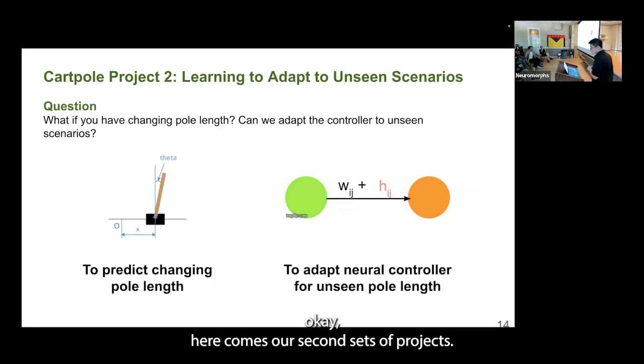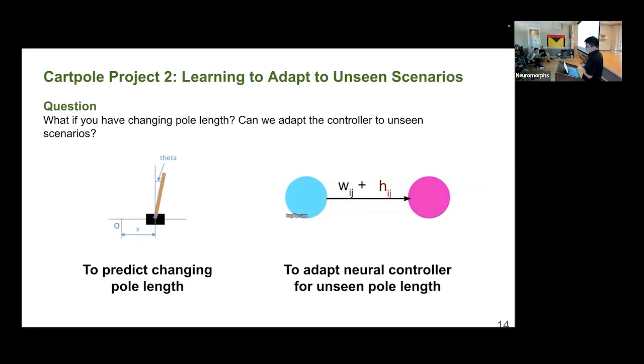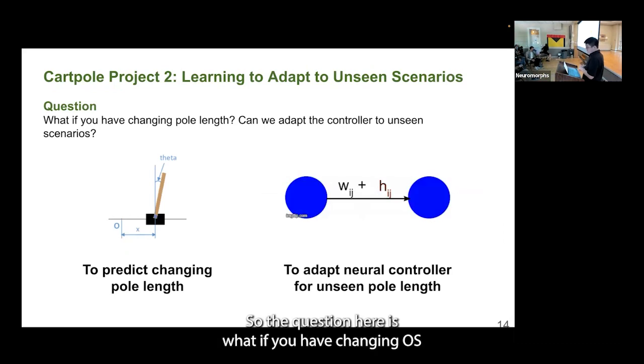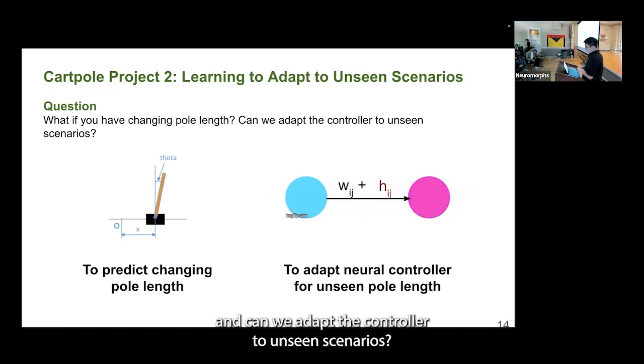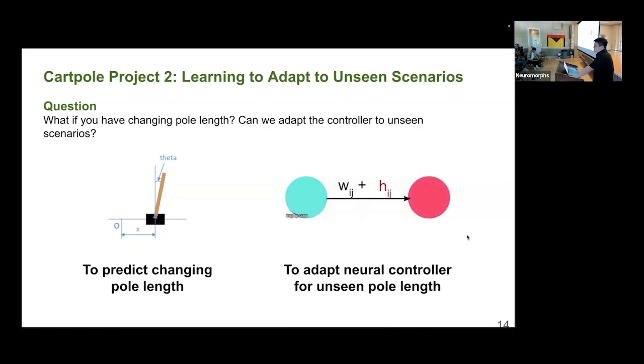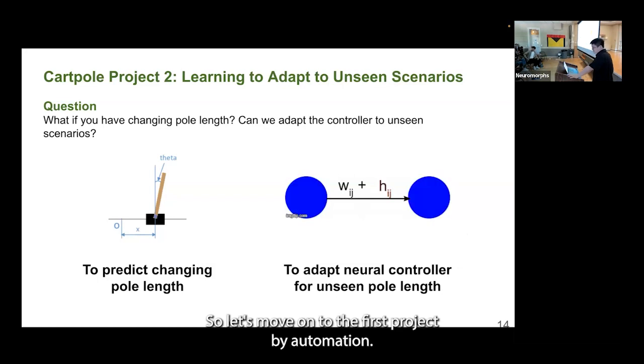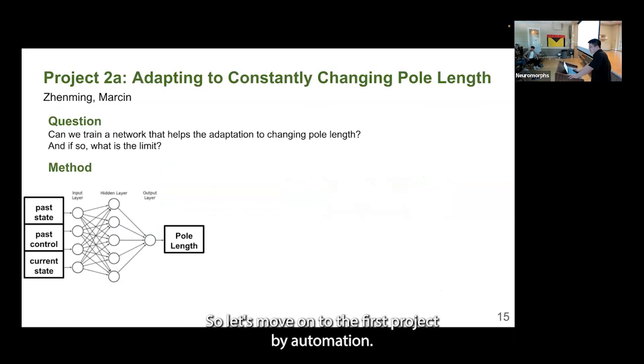Okay, here comes our second set of cart pole projects, learning to adapt to unseen scenarios. The question here is, what if you have changing pole lengths, and can we adapt the controller to unseen scenarios? So we have projects to predict changing pole lengths, and also projects to adapt neural controllers for unseen pole lengths by Hebbian learning. So let's move on to the first project by Jinming.